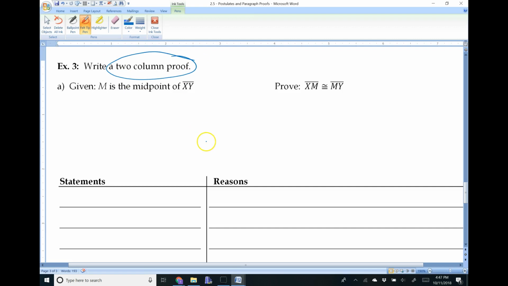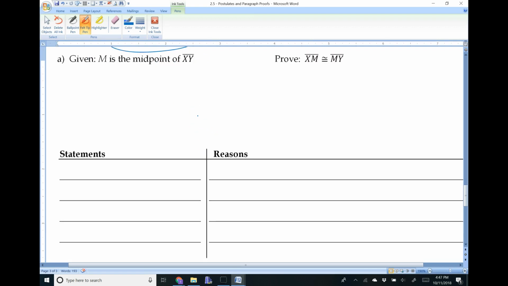So the given part is M is the midpoint of XY. So I have point X and I have point Y. Connect them. In between them is point M. So it says that that guy's a midpoint, okay? And we need to prove that XM is congruent to MY.